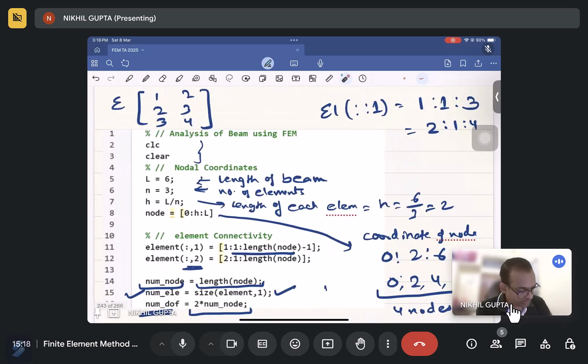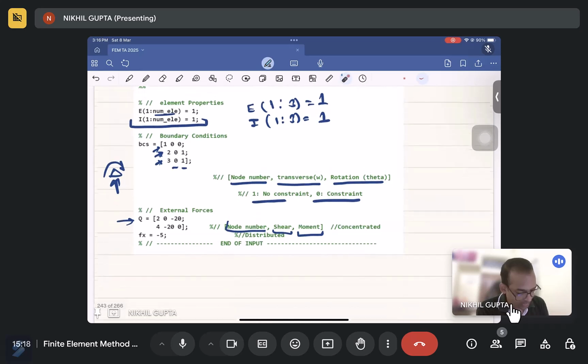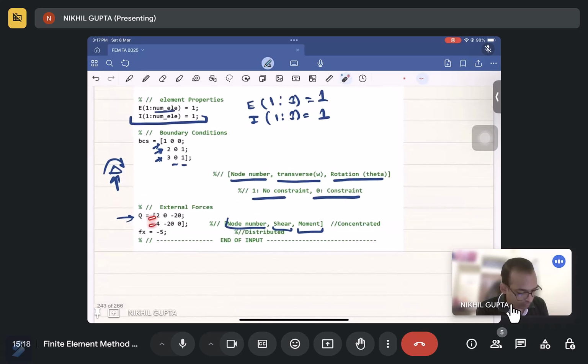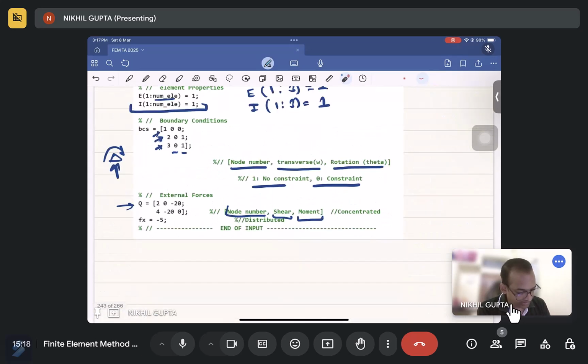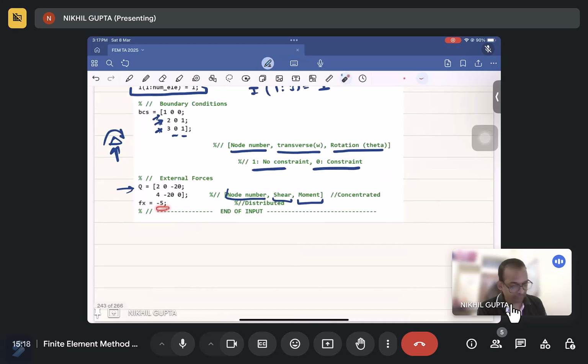In the same way we have written here for node number 2 and node number 4: shear force is 0, moment is minus 20. In node number 4, minus 20 is the loading applied as shear force, and 0 is no external moment. Also we have to define one more term, the UDL, which is 5 kilonewton per meter. So directly we can write here minus 5, and it will be distributed in the next step.